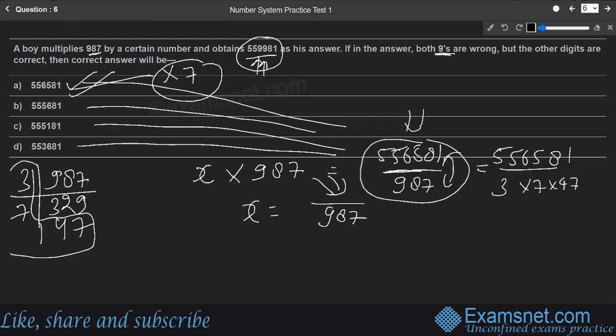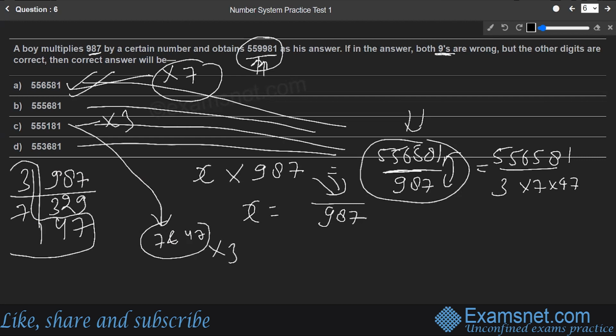You have to divide it and then check. The first option is not divisible by 7, so it cannot be the right answer. If you see option C, it is divisible by 7 and 47, but it is not divisible by 3. So this option cannot be the right answer.